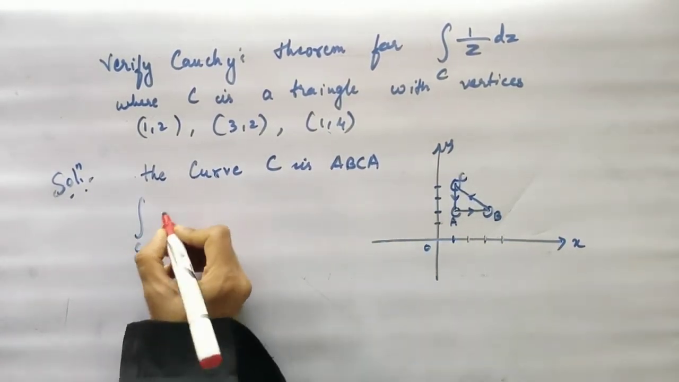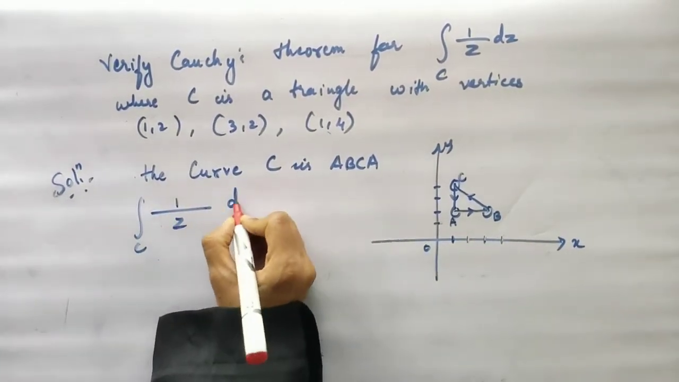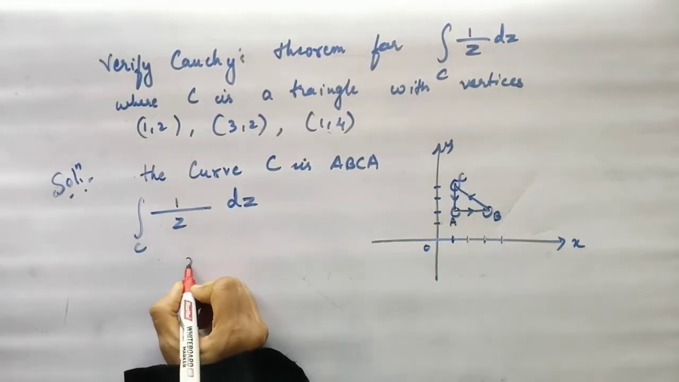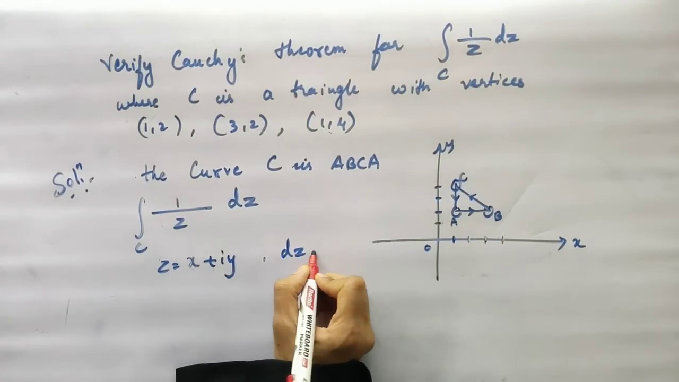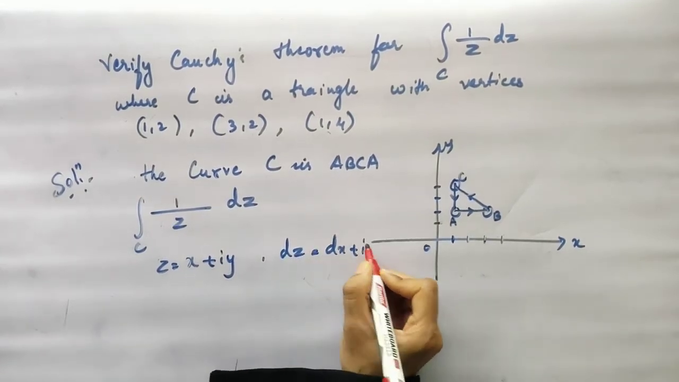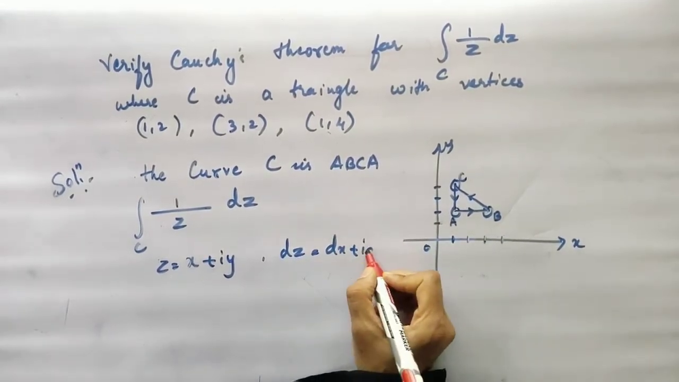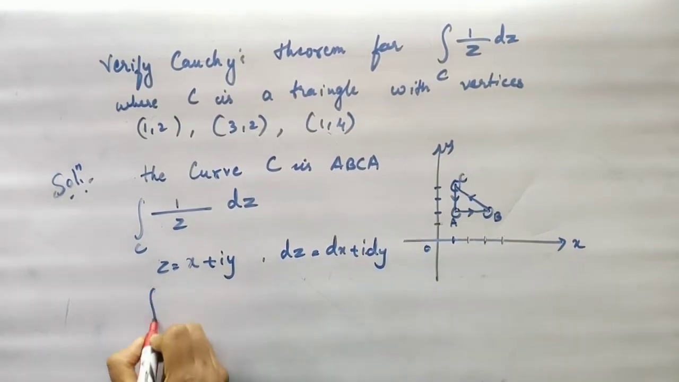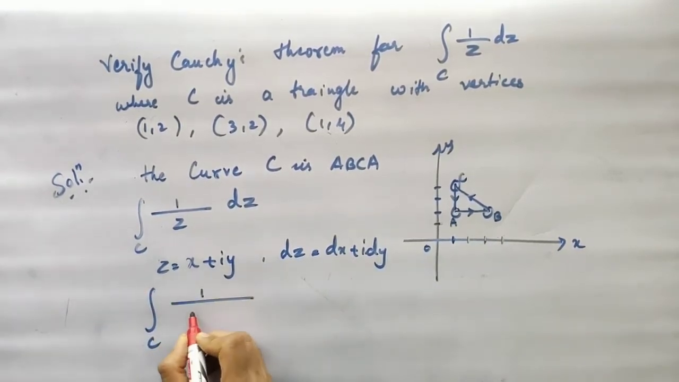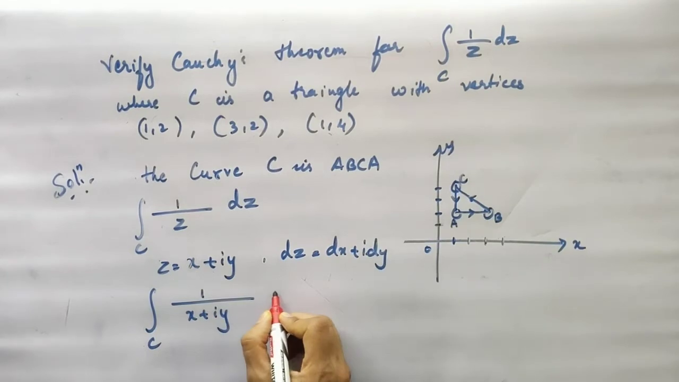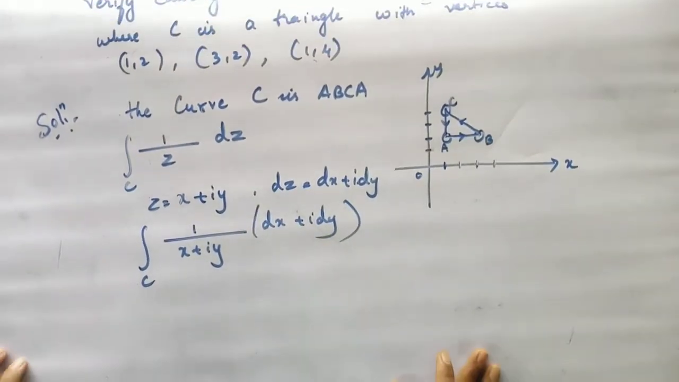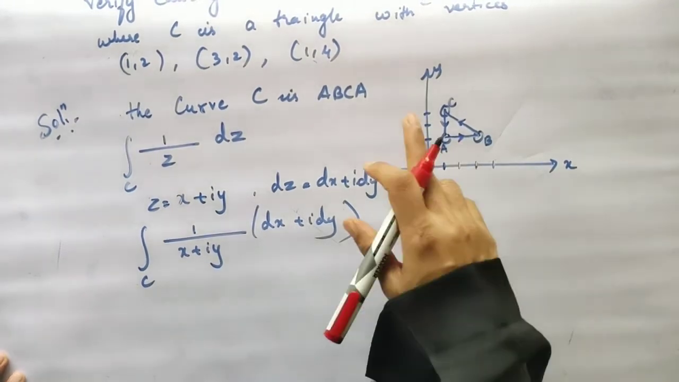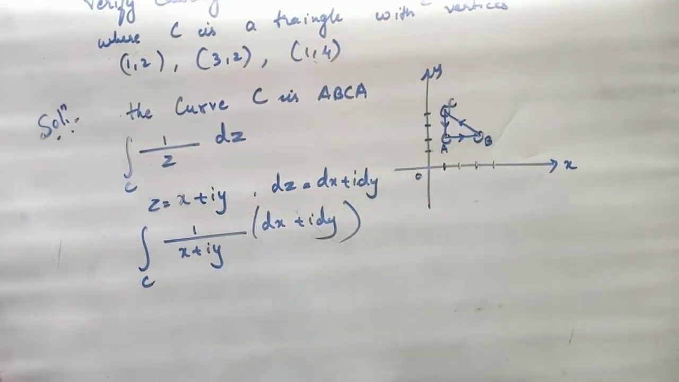Now, what has been given? It is the integral over the curve C of 1 divided by z dz. Putting z equal to x plus iy, what will be dz? It will be dx plus i dy. So the integral over C will be 1 divided by x plus iy, into dx plus i dy. I will not make any further changes here. Along AB, BC and CA, we will discuss the values of these integrals and solve it.